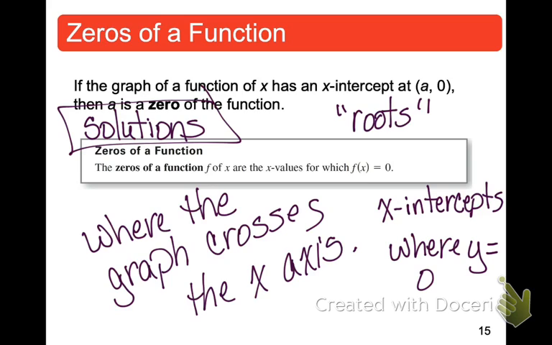One of the big ways that you do this is you set your function equal to 0. You set y equal to 0. That's how you find your x-intercepts. And we're going to do a bunch of these.